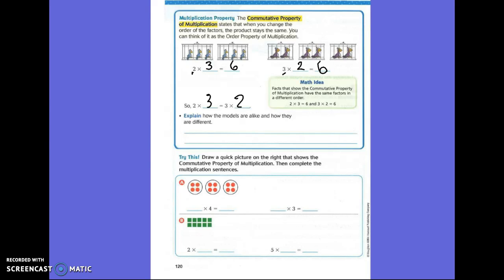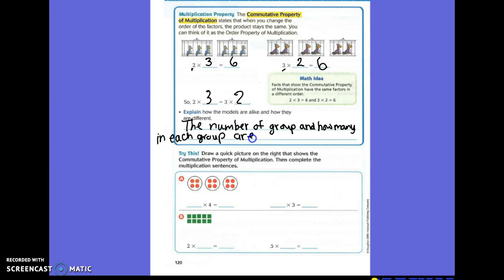They are alike because in both of the sentences they're using the same factors. Okay, they're using the same factors. The number of groups and the number in each group are just switched. But the numbers are still the same, right? Okay, so let's write that down. The number of groups and how many in each group are switched.